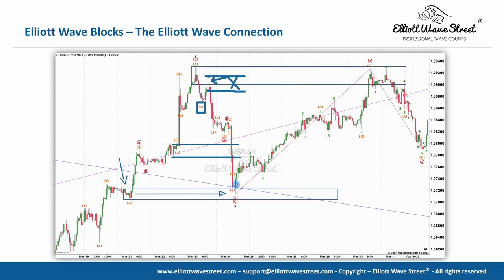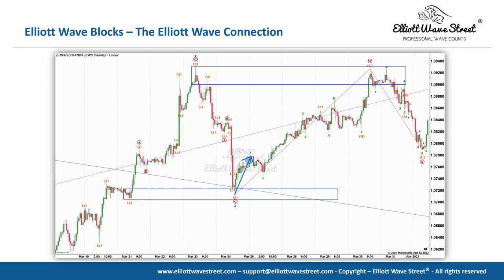Here we have rejection. So if we are short, we need to do something here. Either book partial profits, probably take everything out, because at this Elliott wave block, the price is having trouble, right? So then the price moves up and we have a leg up. We're just watching the price.